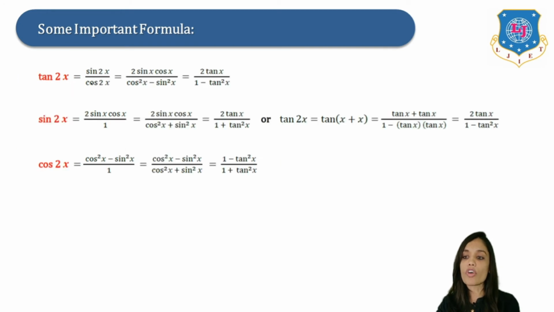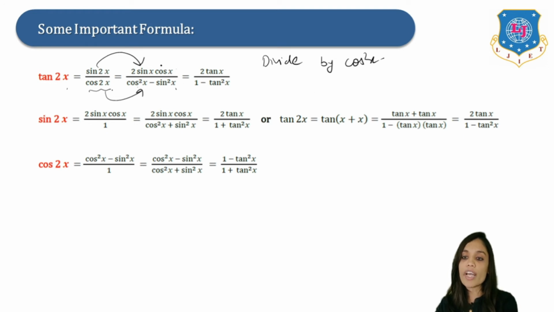Now let us go to the formula of tan 2x. So we know tan 2x can be written as sin 2x upon cos 2x. Now we know the formula of sin 2x. It is 2 sin x cos x upon cos 2x formula is cos square x minus sin square x. Right? Now we will divide numerator and denominator by cos square x.